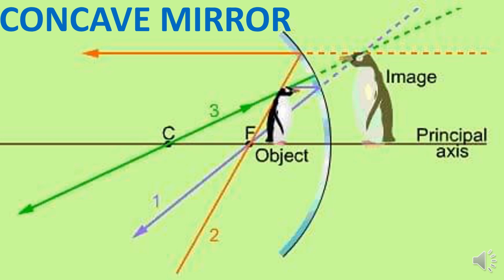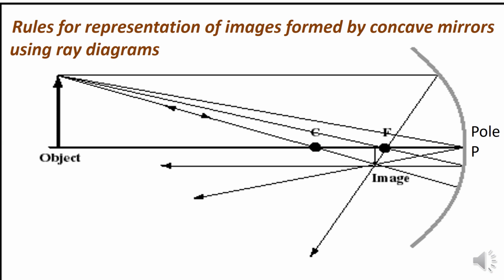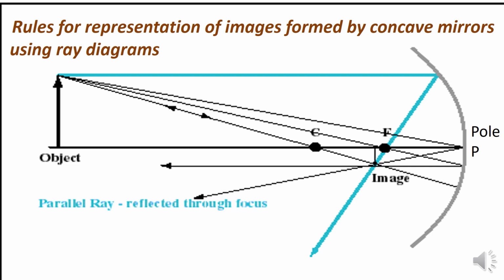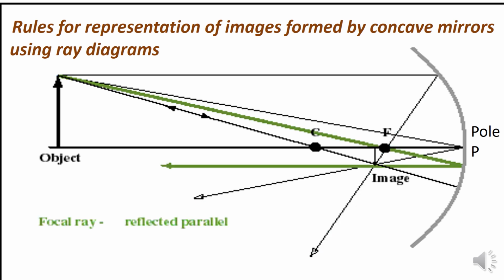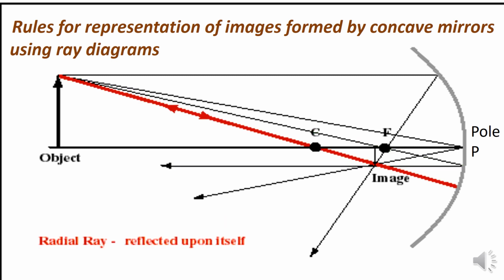Now we are going to discuss the image formation in concave mirrors. Rules for representation of images formed by spherical mirrors. In a concave mirror, when the light rays from infinity parallel to the principal axis fall on the mirror, they get reflected and pass through the principal focus of the mirror. A ray passing through the principal focus, after reflection, gets reflected parallel to the principal axis. A ray passing through the center of curvature, after reflection, is reflected back along the same path.